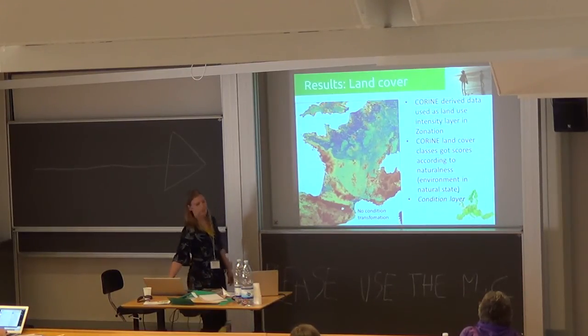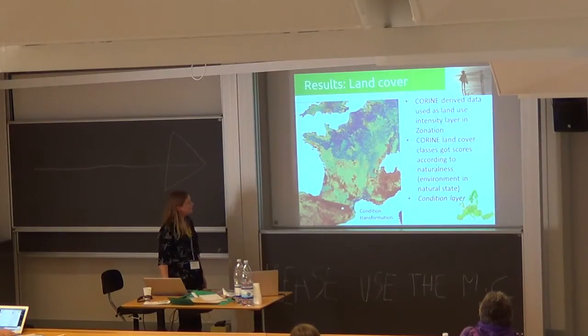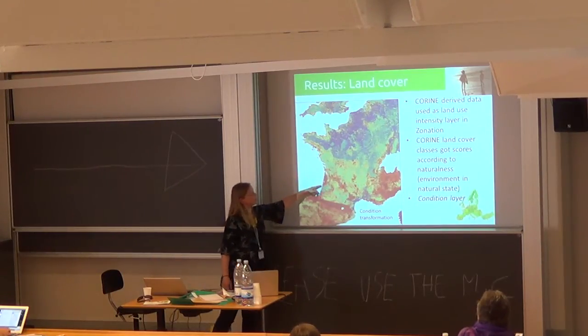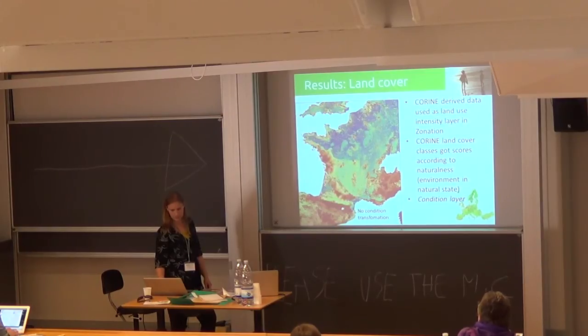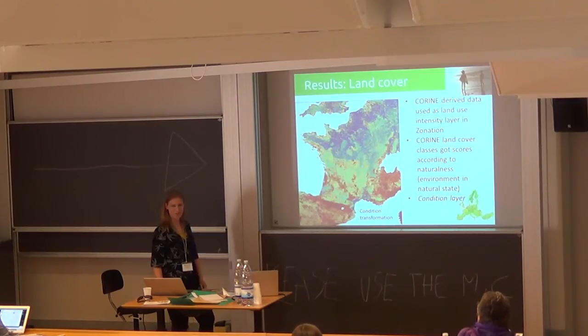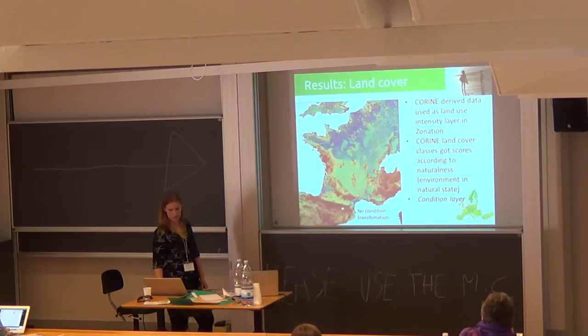And with the condition on, the priorities are shifted away from urban areas or areas of intensive agriculture. For example, this area here on the west coast gets higher priority than in this solution. So it's a forest area, which is probably in a very natural state. It's really interesting to see how the priorities are shifted when you use the condition layer in the Zonation analysis.